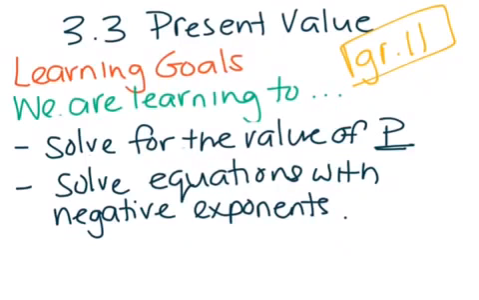The learning goals of this lesson are that we are learning to solve for the value of P in compound interest problems. So we were in 3.2 solving for the value of A, now we're solving for P. It's a little bit different. And we're also learning to solve equations with negative exponents, which we did a little bit in unit 2, and we're going to continue with it here.